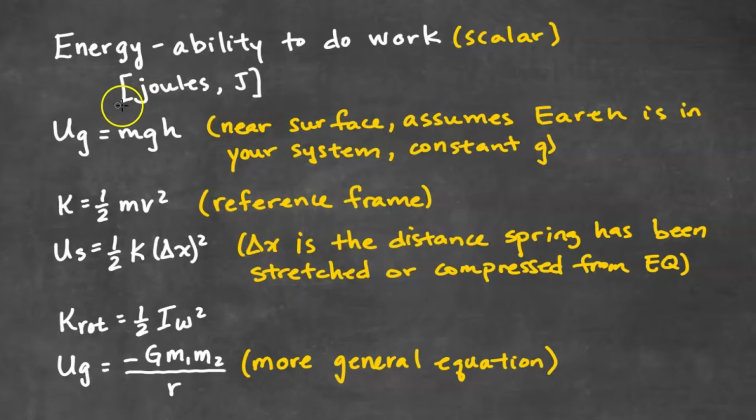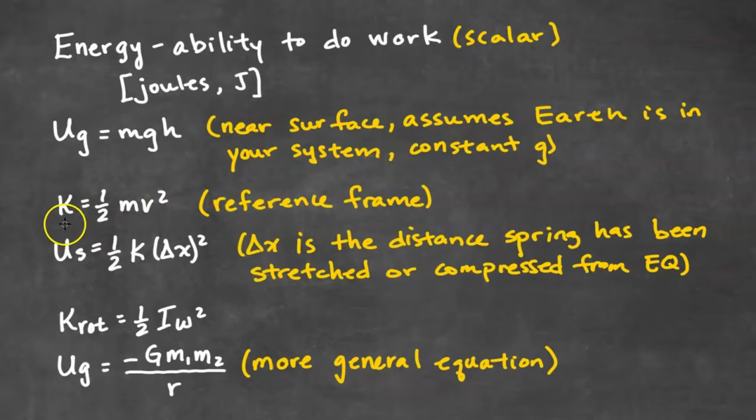For example, gravitational potential energy is energy that's stored in the gravitational field, and this only occurs when there's more than one object. With gravitational potential energy, we're looking at the object-Earth system, and the equation for gravitational potential energy is mgh. This is when the object is near the Earth's surface. Once again, it assumes that the Earth is in your system, and we're assuming a constant gravitational field.